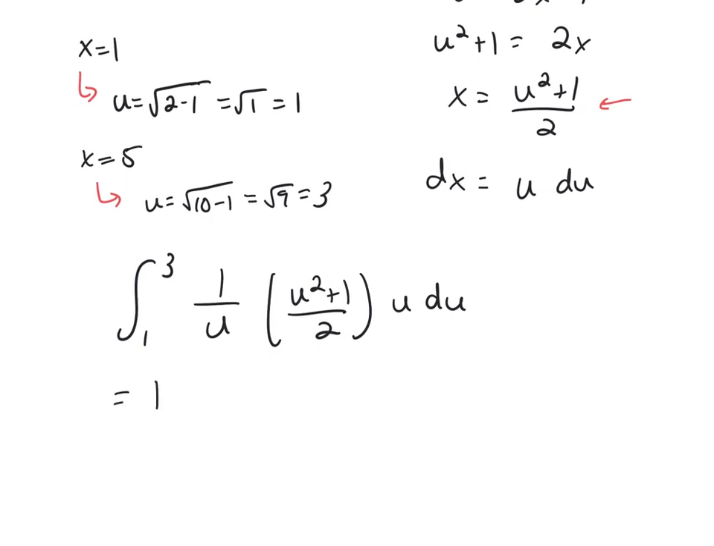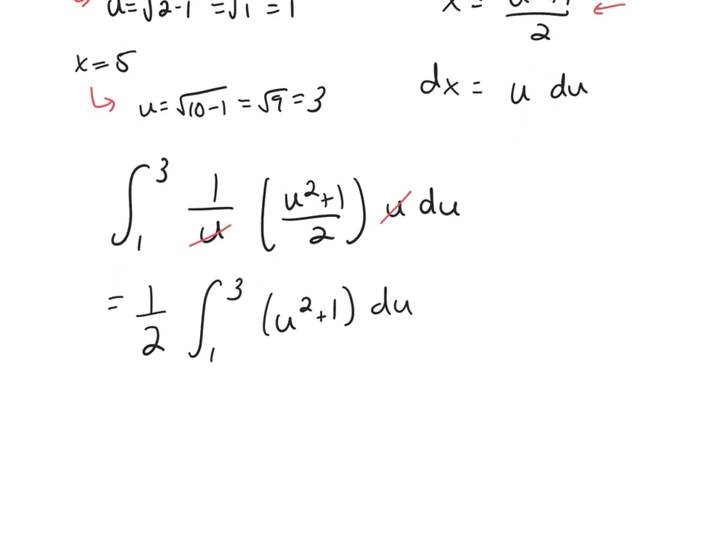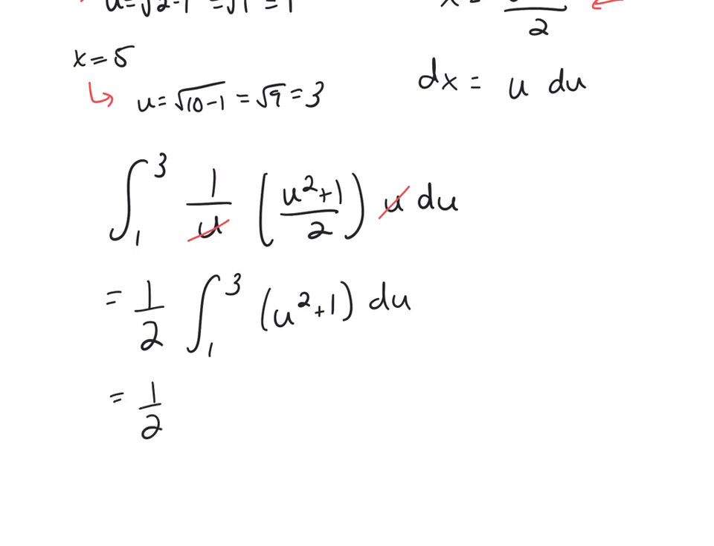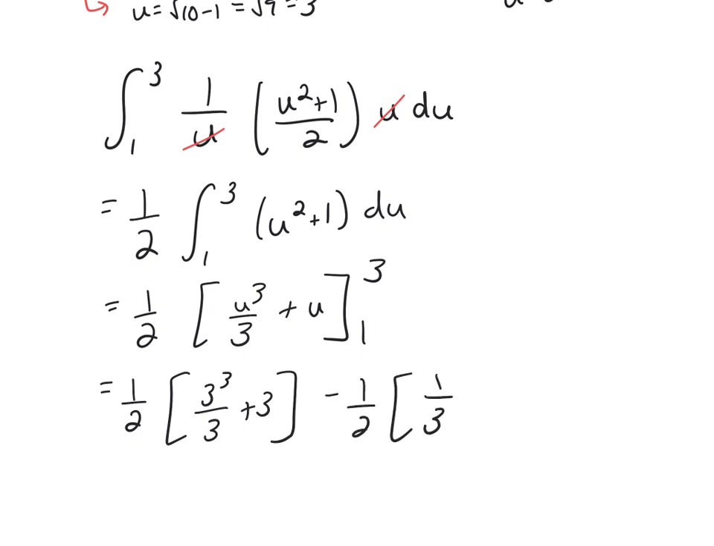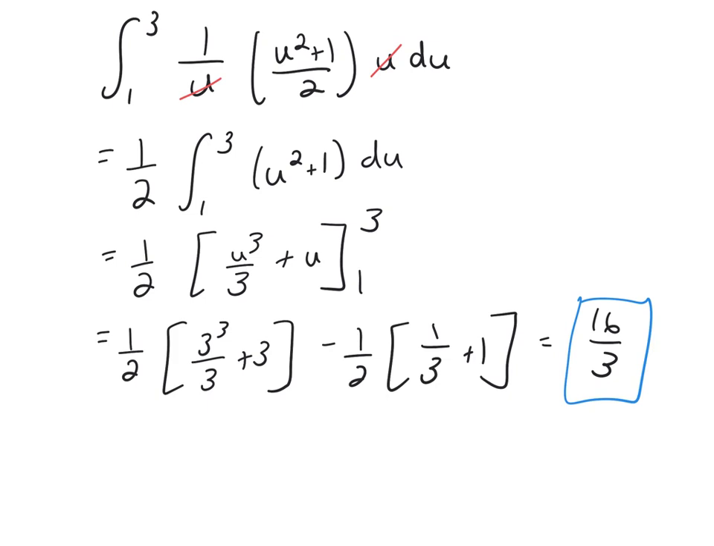So I can pull out the 1/2. These two u's cancel. The integral from 1 to 3 of u squared plus 1. So this will be 1/2 times u cubed over 3 plus u. And you plug in the top number, 1/2 times 3 cubed over 3 plus 3, minus 1/2 times 1/3 plus 1, and if you simplify this down, you'll get 16 over 3, which again was the exact same answer we got earlier.